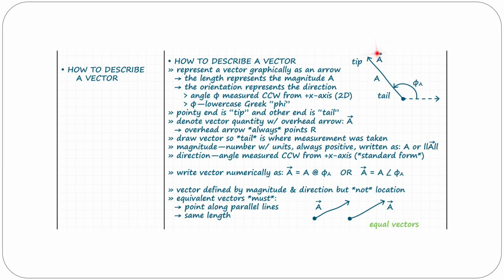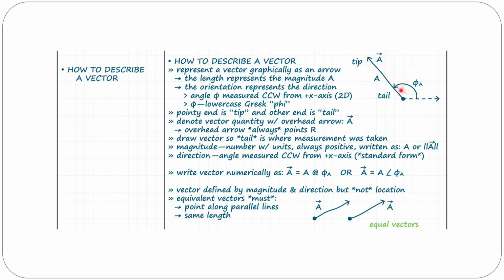I use the overhead arrow here to denote that this is a vector quantity. The length of that arrow is the magnitude. A without the overhead arrow means that that is the magnitude of the vector A quantity. The direction the arrow is pointing in represents the direction of the vector quantity. So that's the direction of motion if it's a velocity vector. That's a direction of the push or pull if it were a force vector, and so forth.